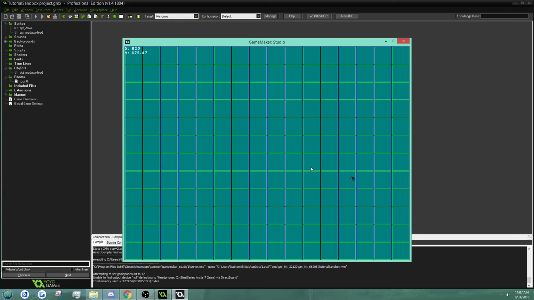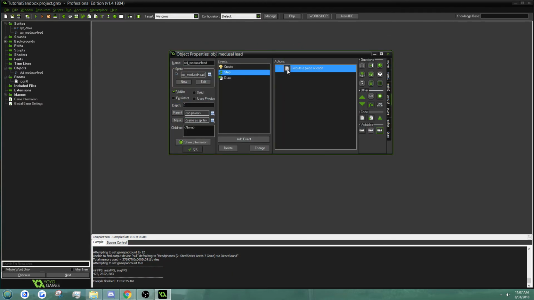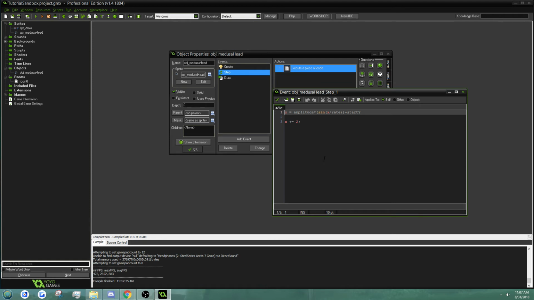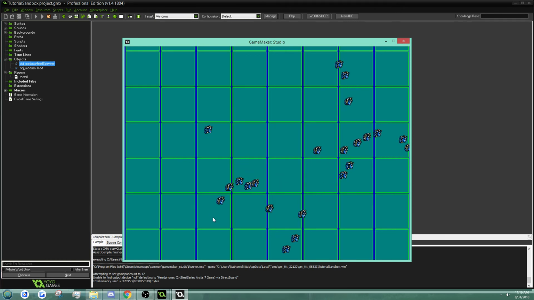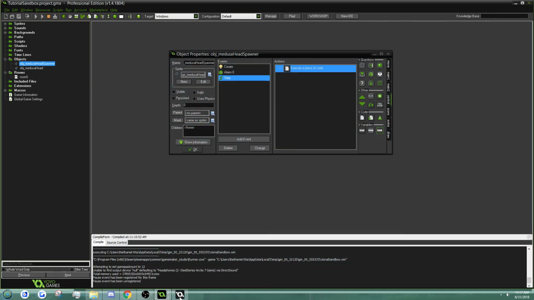Now that's a Medusa head. Yeah, that's pretty good. Now that is a Medusa head. Look at them go! Look at that! It's beautiful. Look at that sine wave. Let's go over the code a little bit.